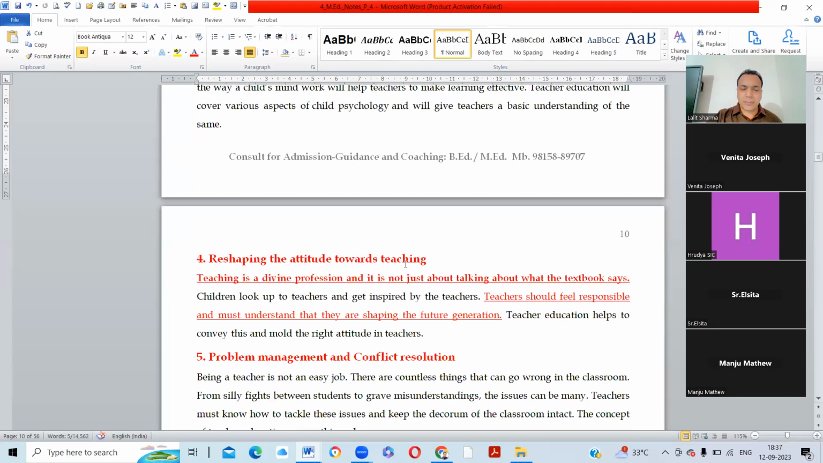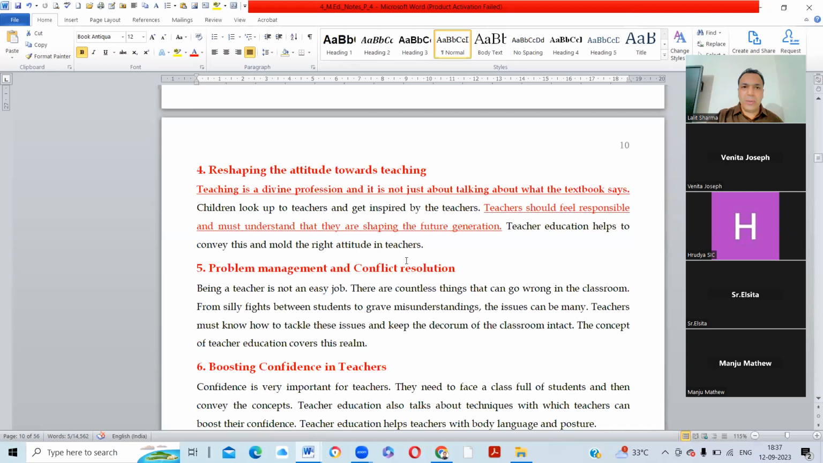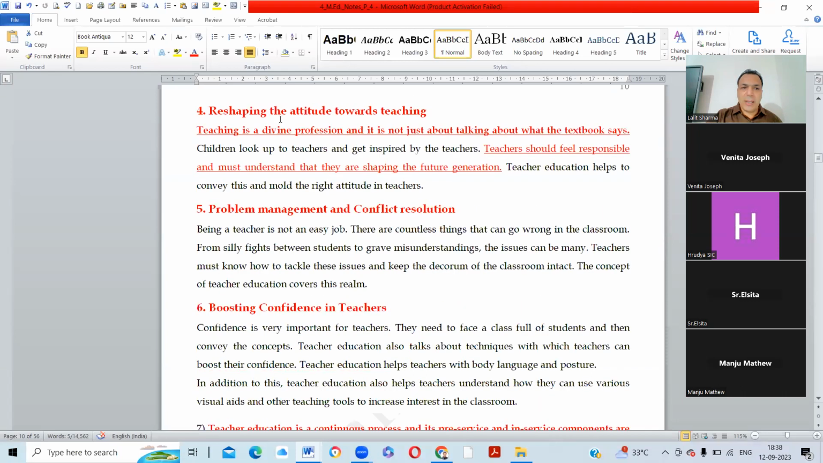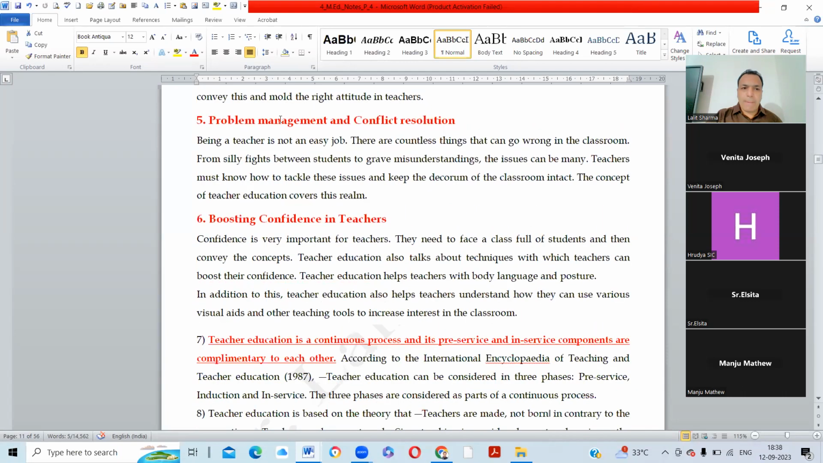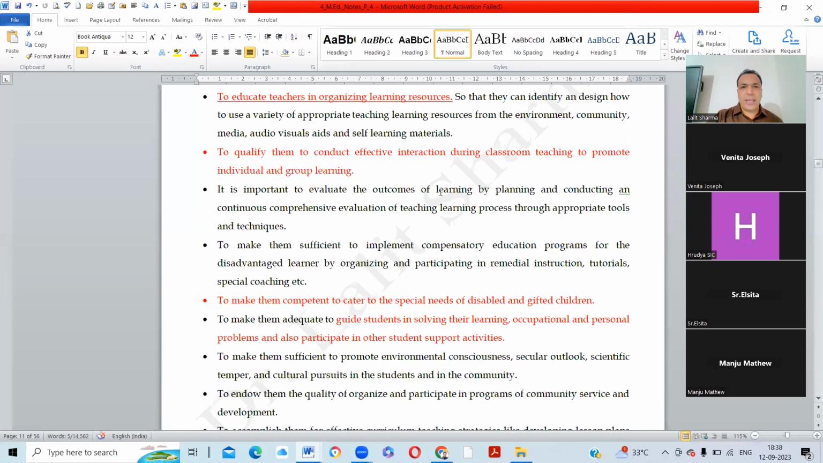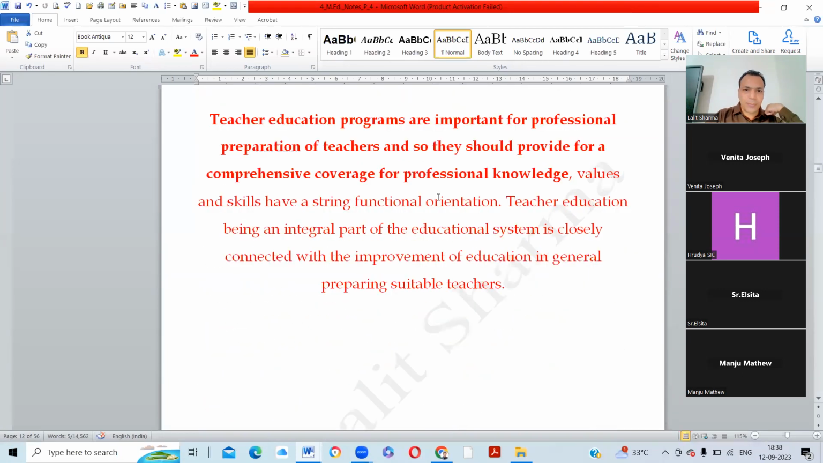After doing the B.Ed or M.Ed, you come to know about child psychology. Otherwise, you don't know about child psychology without B.Ed or M.Ed. Reshaping the attitude towards teaching, problem management and conflict resolutions, boosting confidence in teachers. Naturally, if you have done the B.Ed or M.Ed and you have joined any school and are teaching over there, it will boost your confidence. You know each and everything about the teaching methodology. So guys, ये importance है, सारे points, ठीक है?